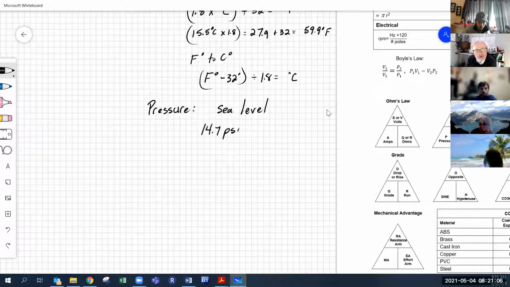It's 14.7 psi. That is the weight of the atmosphere at sea level. So that is the weight of the air that we have on us at sea level. And there is a metric equivalent to that. That is 101 kPa is the metric equivalent to standard pressure at sea level.